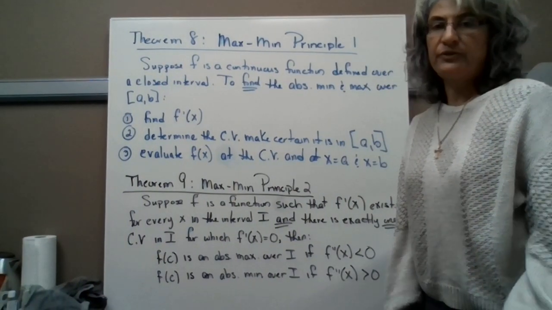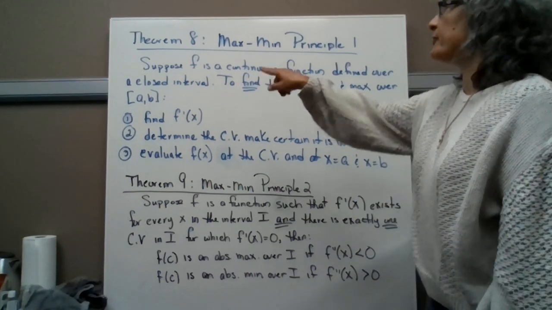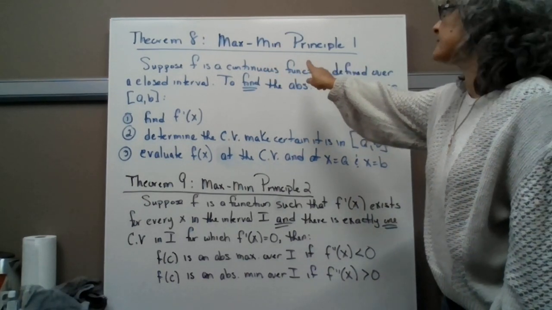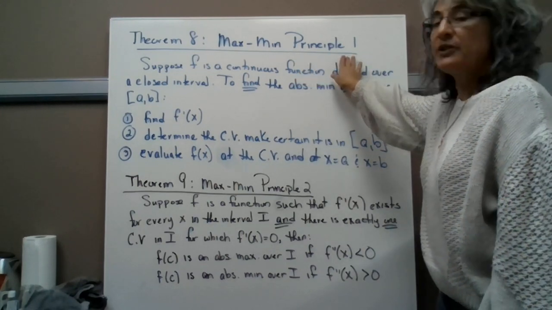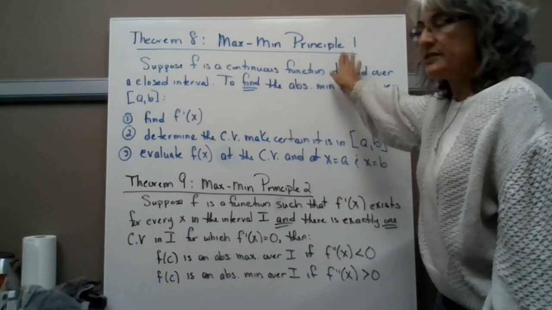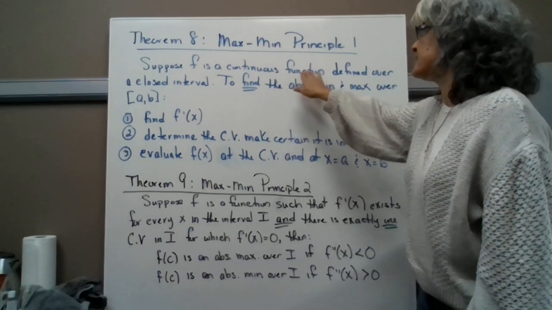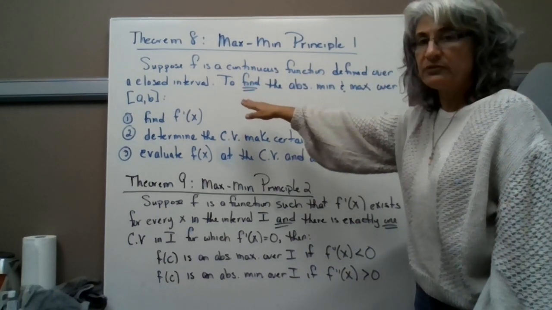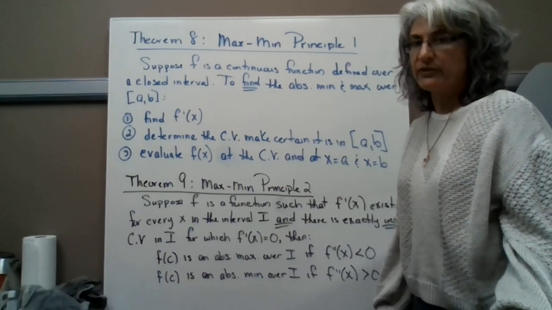Okay, I'm back with two theorems as I promised. The first theorem is Theorem 8, called the max-min principle number 1. So let's see what it says. Suppose that f is a continuous function. It's defined over a closed interval. Kind of sounds like the extreme value theorem, right?